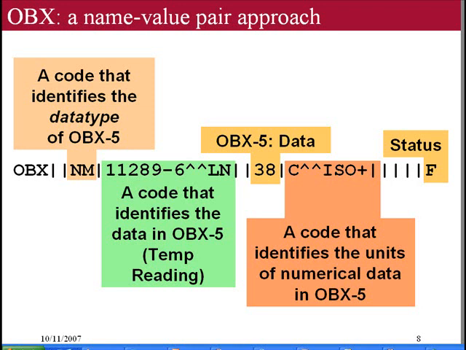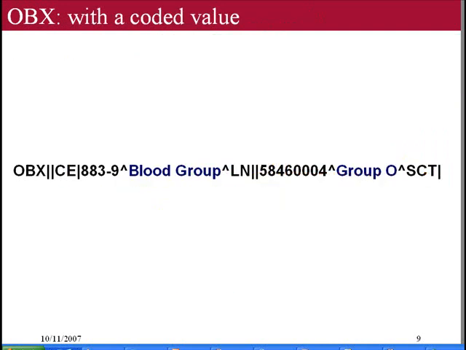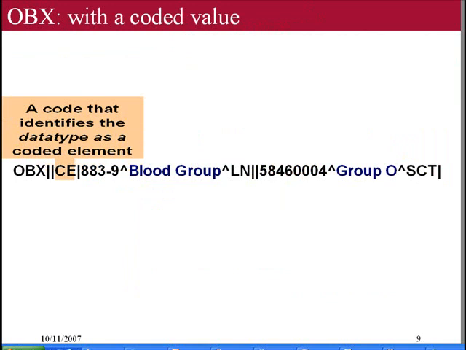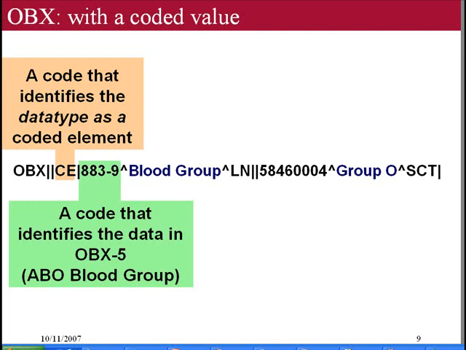Okay. Second example is now, rather than showing a numeric quantity, we'll show a textual item or a coded item that's sent. So in this case, in the OBX segment, the CE indicates that this is a coded element. So the actual value for this observation is going to be a coded element. Again, we have a LOINC code that identifies that this is an ABO blood group.